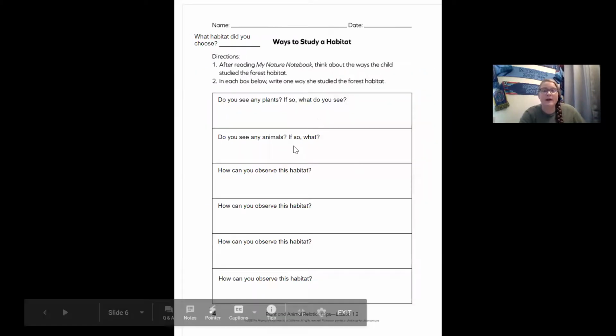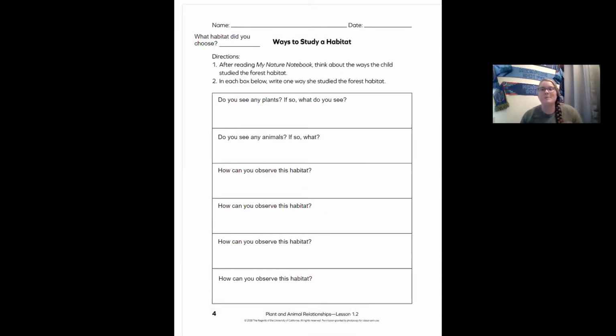Now, you may not have seen any of these before, so that's why I've provided you pictures. On this very last page right here, it's the exact same directions as in our book, but we're gonna mix it up a bit, all right? We're gonna change it so that it's not about the forest habitat in our book, but it's about whatever habitat you choose. So up here, there's a space for you to put your name, the date, and right here to write in what habitat you chose.